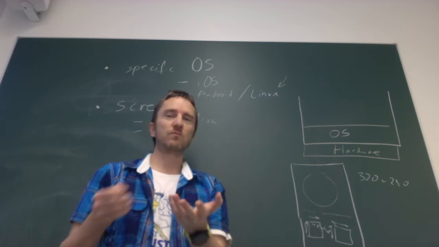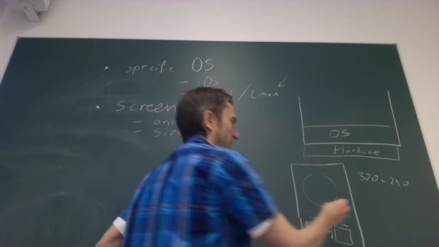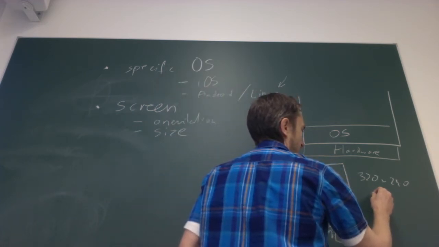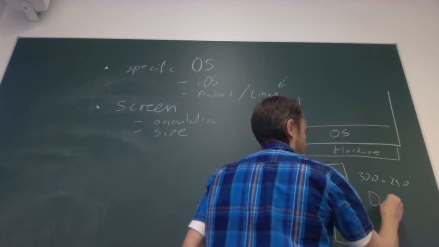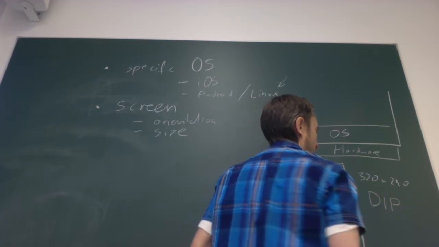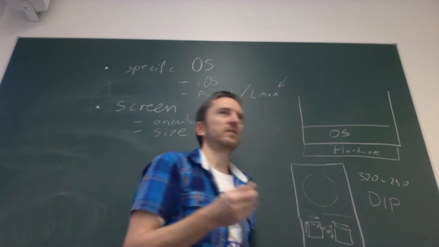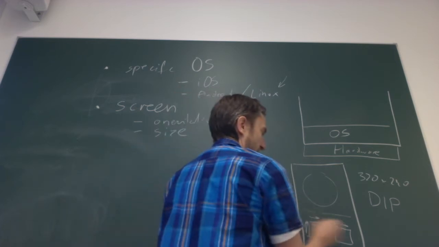So what we use on mobile phones, and it's starting to happen on our PCs as well, is something which is called a device-independent pixel, right? A device or resolution-independent pixel is something that is translated into actual physical space, right?